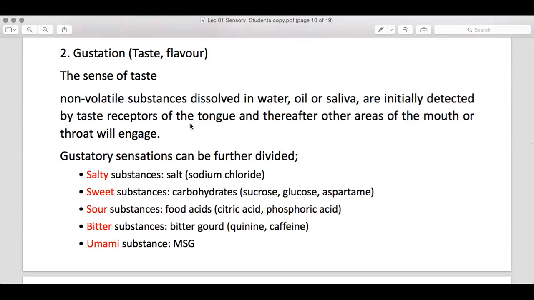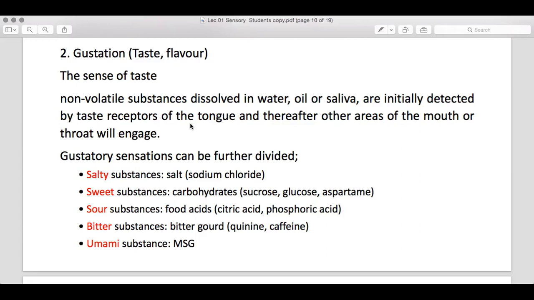How does it occur? The second stage: when we take the food inside the mouth, the gustation will start. Non-volatile compounds dissolve in water, or sometimes there are oil-soluble chemicals, and we have saliva in our mouth cavity. So these non-volatile chemical compounds will react with our taste receptors after dissolving. Then it can identify the taste.